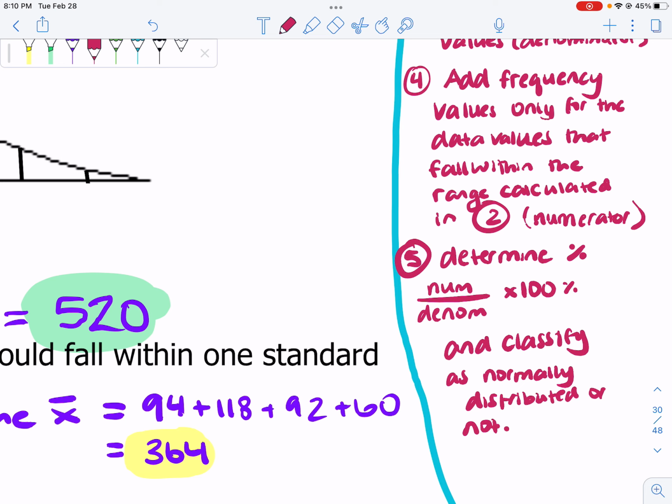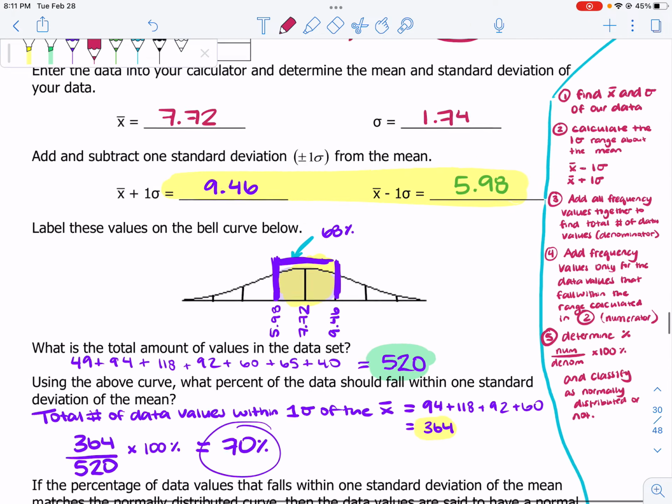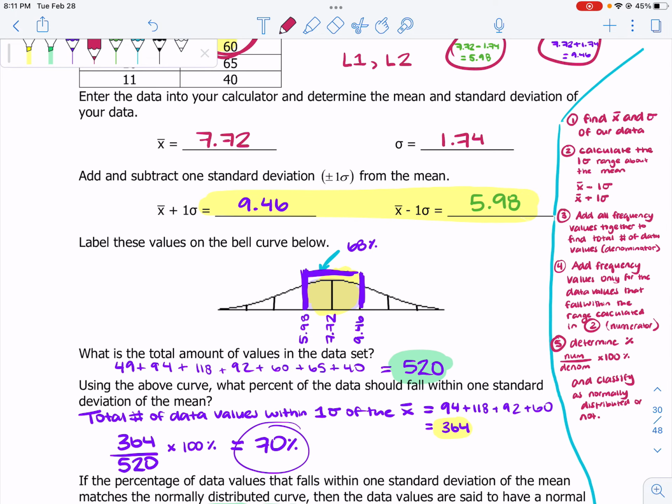And again, how we classify that is that if it falls around the 68% mark, so either up to 4 below, 64%, or 4 above, up to 72%, and anywhere in between that range, it'll be normally distributed. If it falls below or above that range, it is not normally distributed. And that's it. So 5 steps, and we can figure out if something is normally distributed or not.